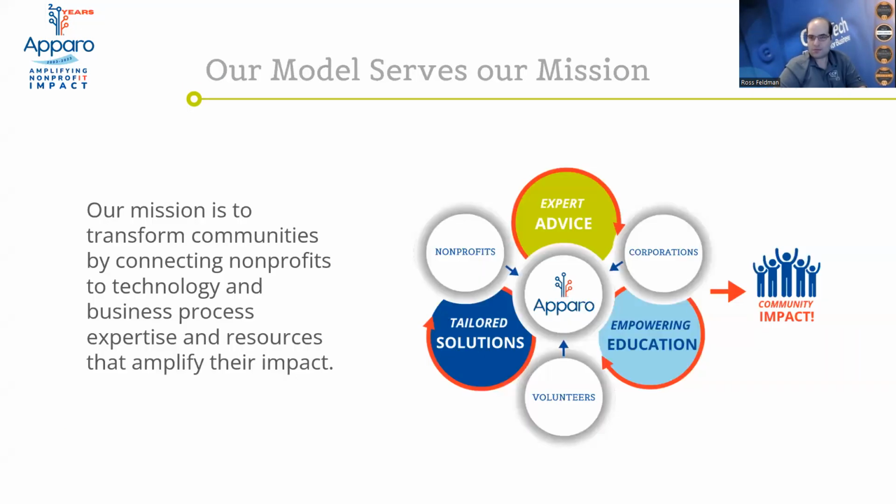Before I turn it over to him, a little bit more detail about Aparo and what we do in case you are new to us. We are a nonprofit based in Charlotte, North Carolina. What we do is help other nonprofits with their technology and business process needs and challenges. The way that we do that is connect nonprofits with skilled volunteers and corporations in the community. Together we help support that nonprofit with their challenges, become more efficient so that they can amplify their impact in the population that they serve.